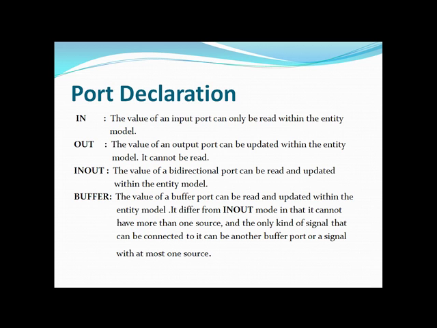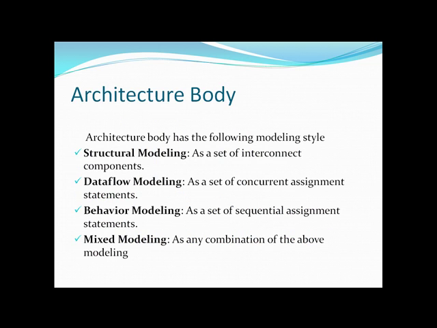And another one is buffer. The value of the buffer port can be read and updated within the entity module, but it differs from inout. How? The same process is going on, reading and updating within the entity module, but how does it differ? It cannot have more than one source. It can be connected to either a buffer port or a signal with at most one source. That is the difference between inout and buffer.